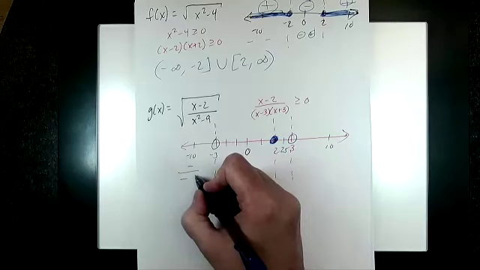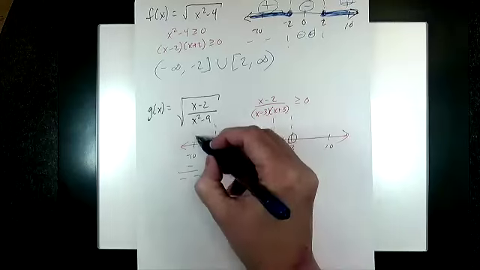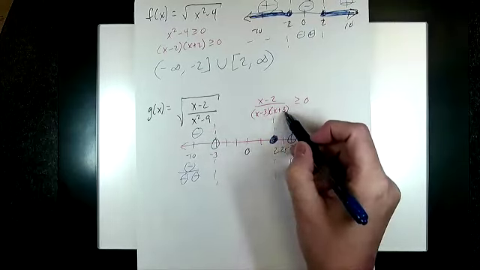Negative, negative, negative gives me a negative, negative, negative is a negative region. 0 is negative, negative, positive.